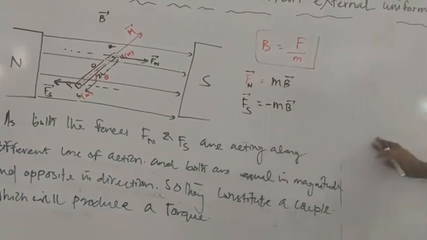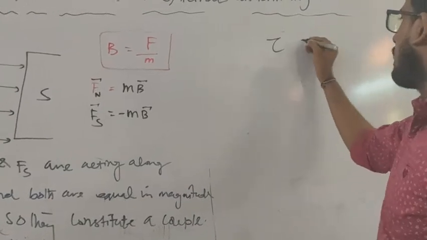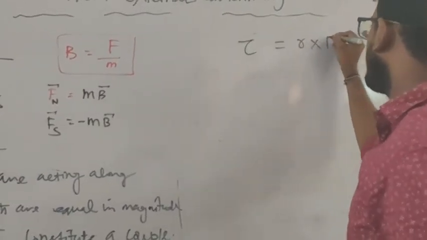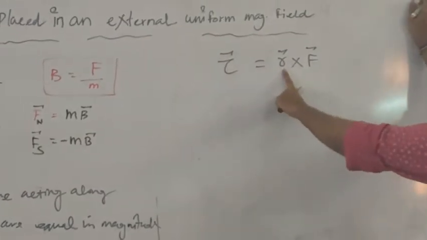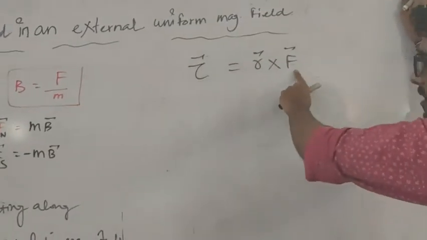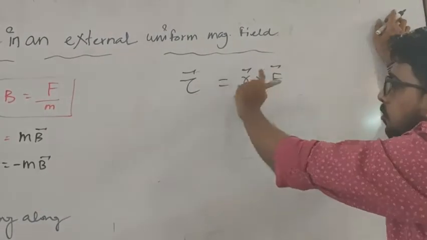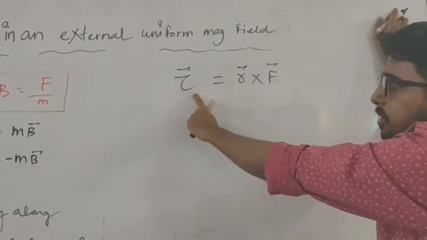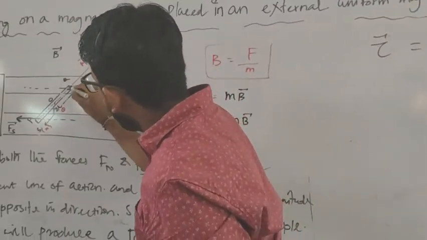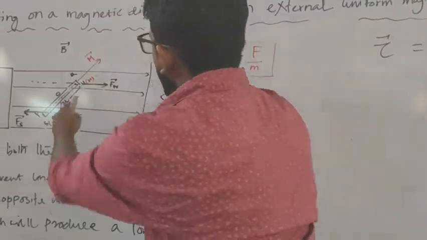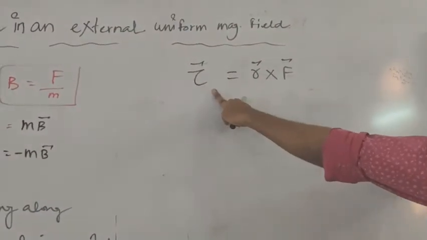So what will be the value of torque? We know the torque tau acting on a body is R cross F in vector form. What is R? It is the position vector. And what is F? This is the linear force which is acting on the body, and the cross product of these two will give us the torque. R is the perpendicular distance of the point of application of force to the point where we want to calculate the torque. Clear?